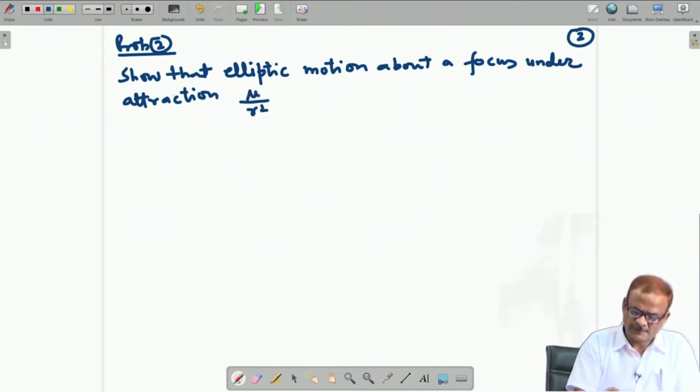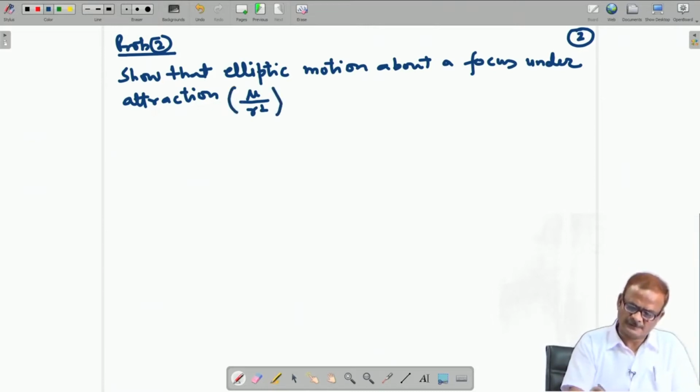mu by r square. Here attraction is written, so only mu by r square; actually we should put a minus sign here, which we will do later on. Once we write attraction, it is always negative.